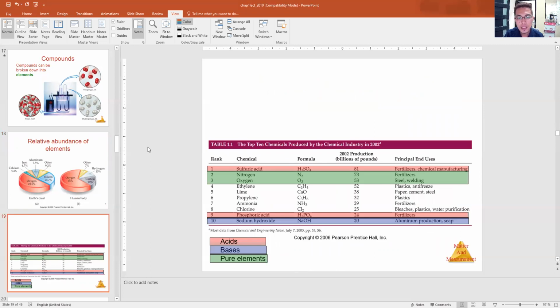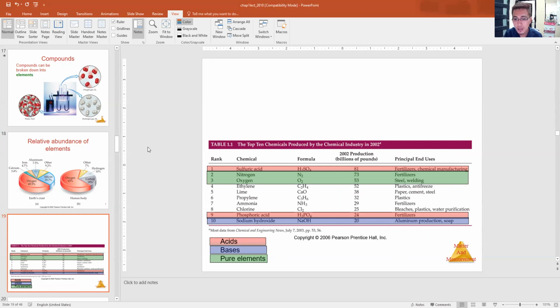So the top 10 chemicals produced by the chemical industry as of 2002. It's old data, but basically there are no changes. They are labeled as acids, bases, and pure elements. So number one is sulfuric acid.